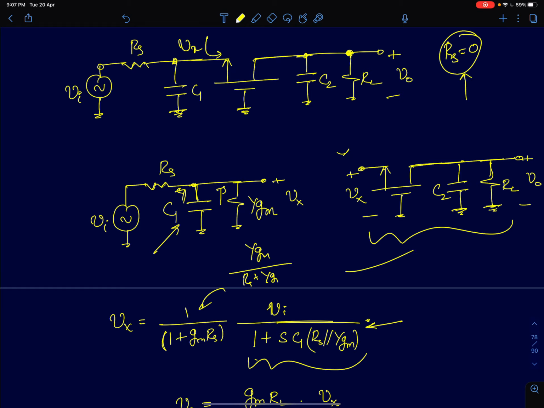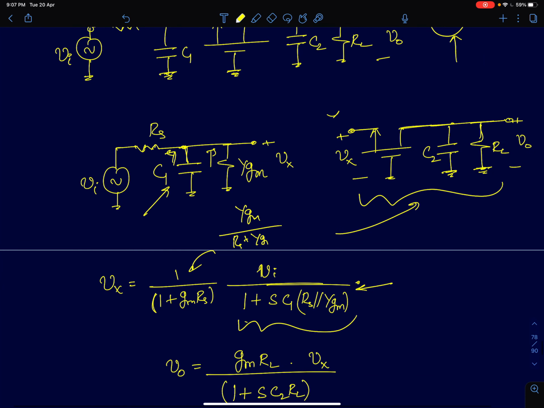Now at the output port, you can analyze the circuit in a similar way. If you apply an input signal Vx here, you will have a current gm Vx flowing from source to drain, because this Vx is minus Vgs here.